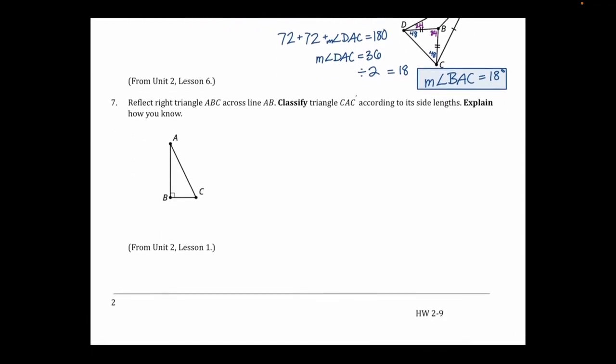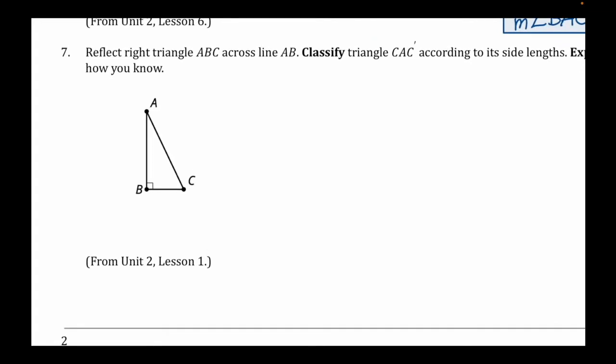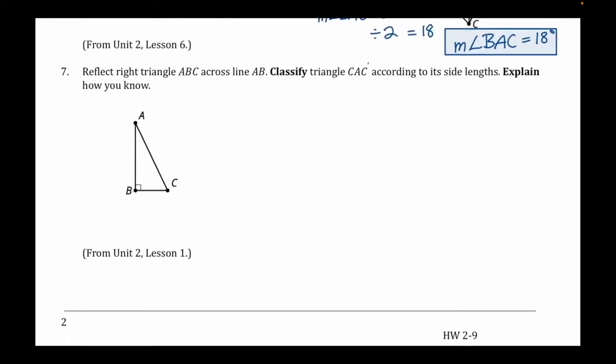All right, question 7. Okay, reflect, I zoomed in a little too much. Reflect right triangle ABC across line AB. Classify triangle CAC prime according to its side lengths and explain how you know. Okay, so let's reflect across. I'm going to draw this in red just so it stands out a little bit more. If we're reflecting across, this is my line of symmetry right here. So that means if that's a right angle, I'm going to kind of have something a bit like this.